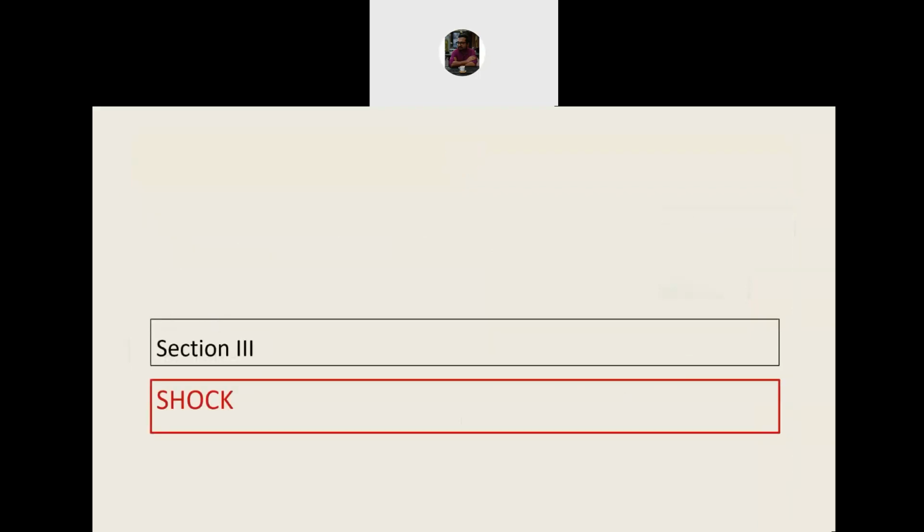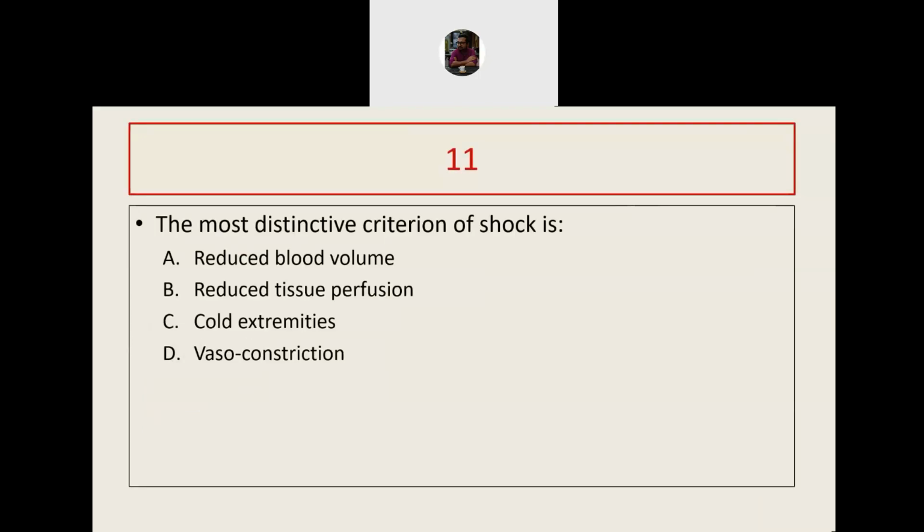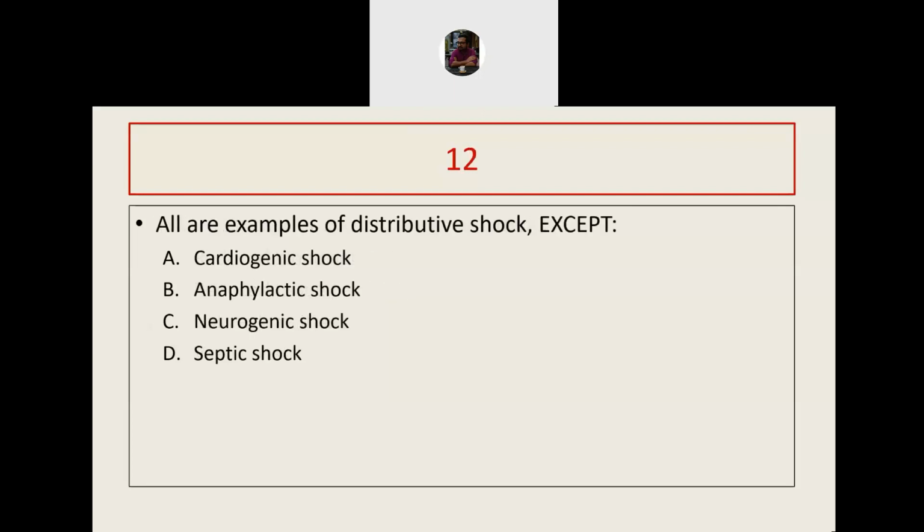We come to the concluding and the third part, that is shock. And before we start, there are 5 questions for you. The first one is that the most distinctive criterion of shock is. That is, what must be present to call it shock. Next question. All are examples of distributive shock except. So which one is not a distributive shock?